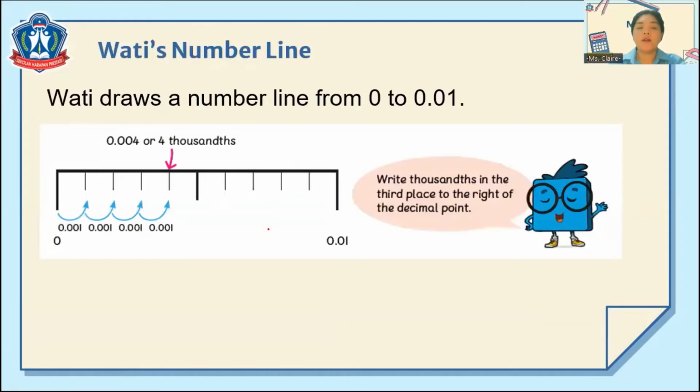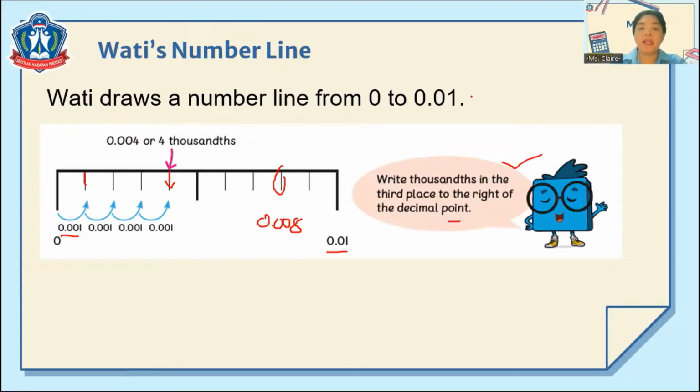Okay, so I have here a number line. This number line is drawn from 0 to 0.01. So each marking here is 0.001. Until here, this is 0.004. How about this one? Yes, this is 0.008.